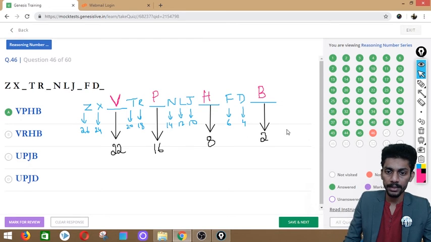All the even numbers are here in this series. All the even number positions of the alphabets in English. Okay. V, P, H, B is the answer. V is the 22nd letter, 16th is P, H is 8th and B is the second letter. Yeah. Save it and go for the next question.